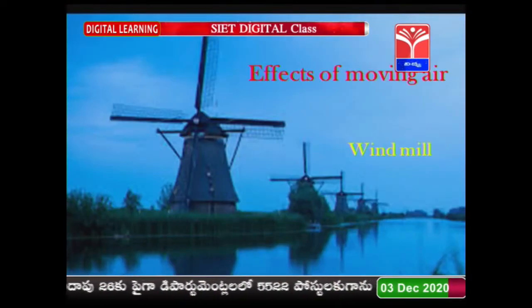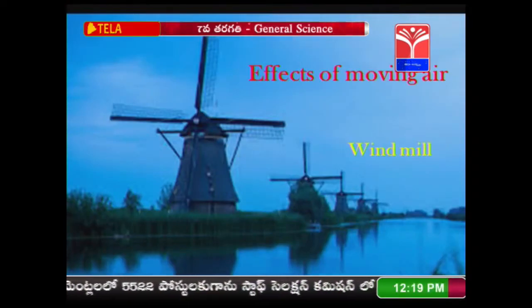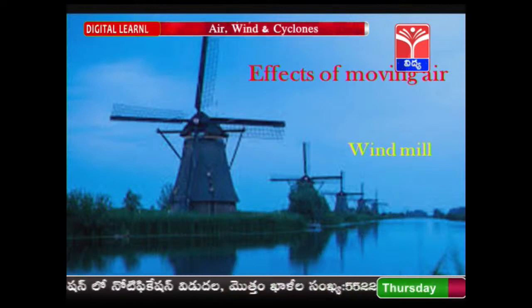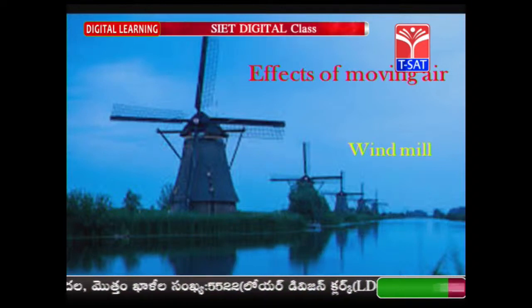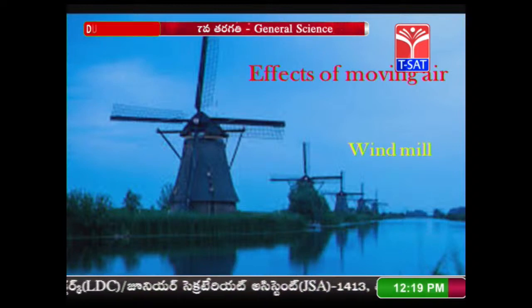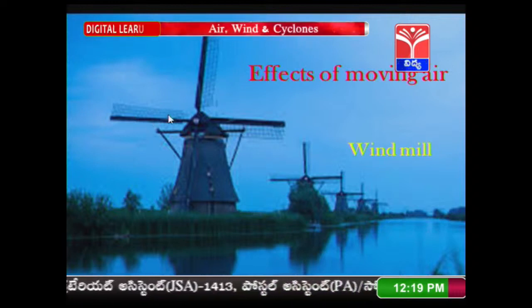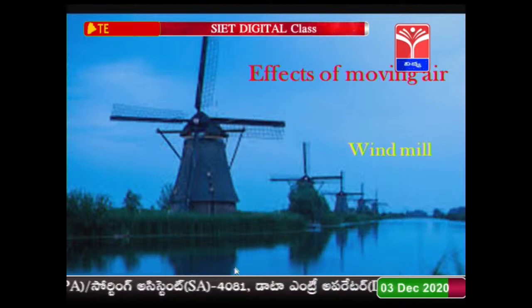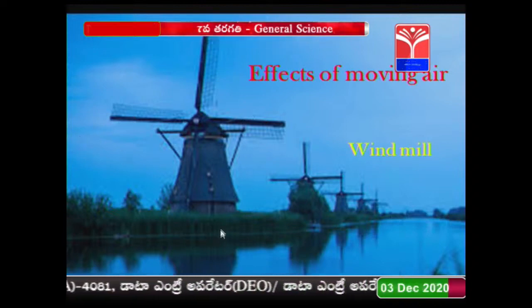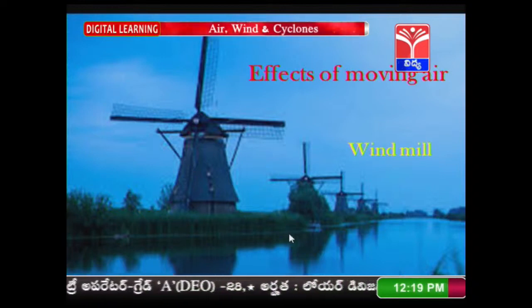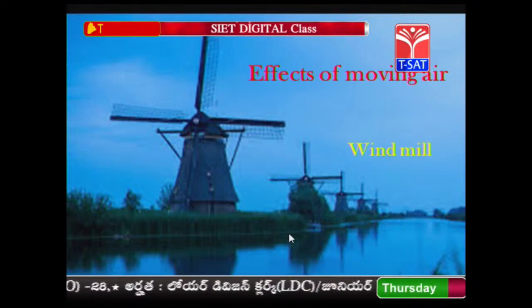Look at the picture, children, and try to identify what this is. This is a windmill. Yes. How is the windmill useful and how does it work? As the air moves with pressure, what happens? This windmill rotates, and when the windmill rotates, it helps in picking water from the water bodies, and this water is supplied to the nearby fields. So, this is how air pressure is useful in irrigation.